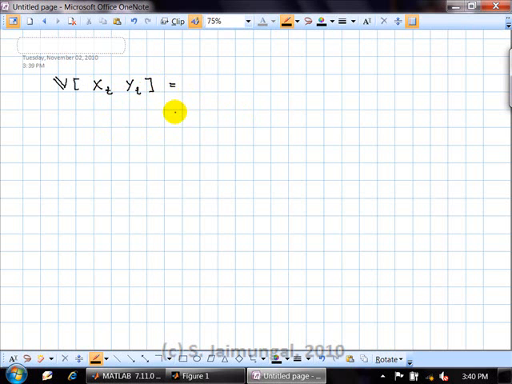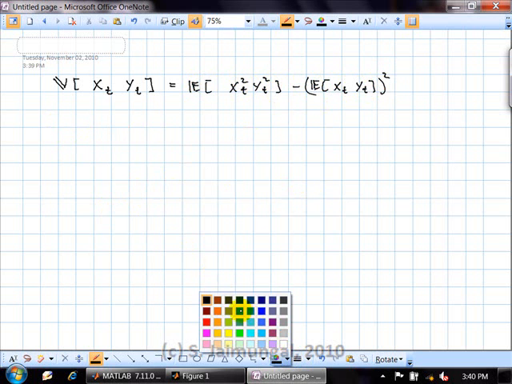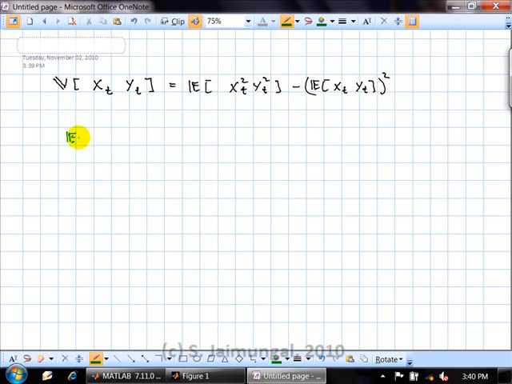Write it in terms of the definition, right? This is the expected value of the square of that thing, minus the square of the expected value. Okay, so we need to do a couple of side calculations. We need to compute the expected value of x times y. And what's that equal to?